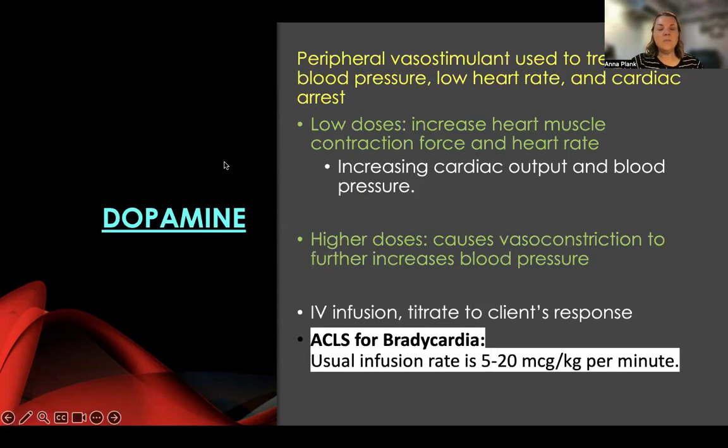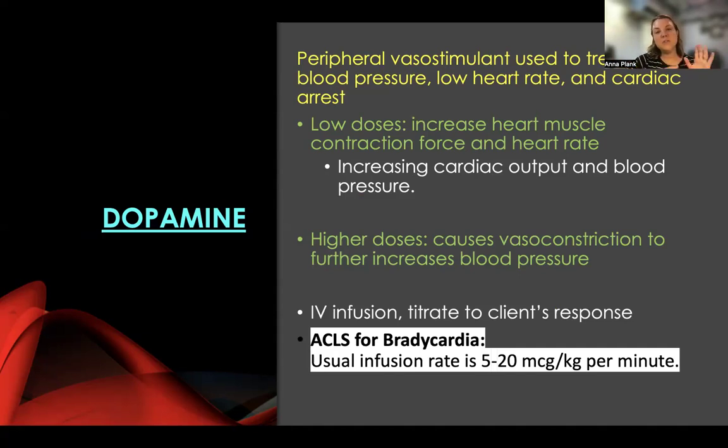Okay. The last one we're going to talk about is dopamine. Now, that's the triad of the medications, and this is a vasostimulant, right? So this causes everything to kind of vasoconstrict, which increases our blood pressure, increases our heart rate, and we use it to treat also for people who are having cardiac arrest.